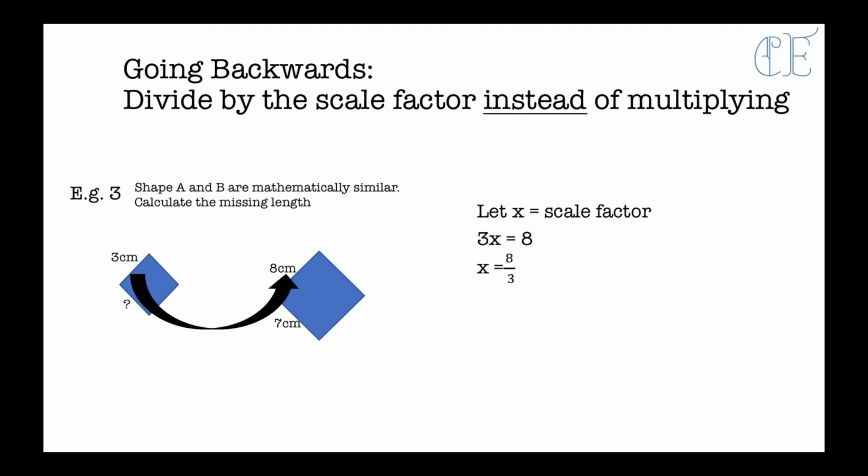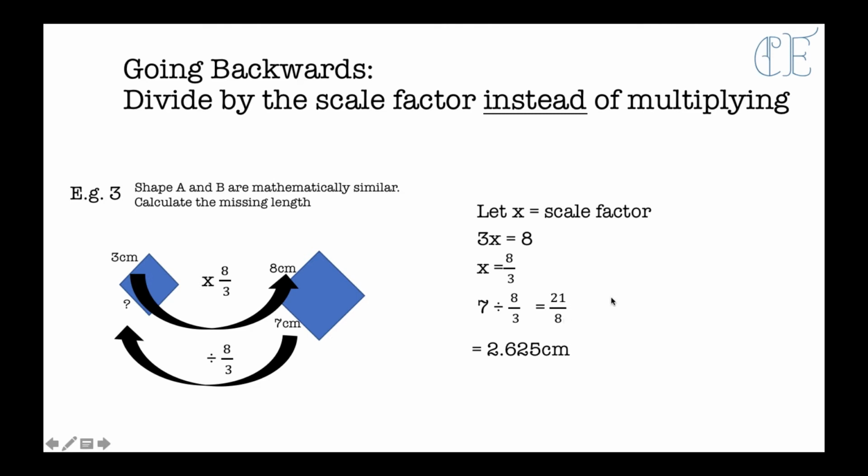So to get from 3, we do times by 8 over 3 to give us 8. But here, instead of timesing, we don't know it, so we have to go backwards and divide. So we have to do 7 divided by 8 over 3 to give us this smaller number. If you haven't watched the video on dividing fractions, you must go back and watch that. But basically, all we do is flip this fraction over and do 7 times 3, which is 21, and then 8 would have been on the bottom. And we can write that as 2.625 centimetres.